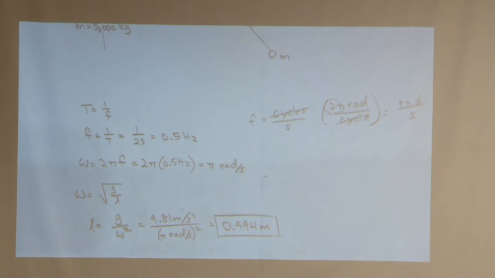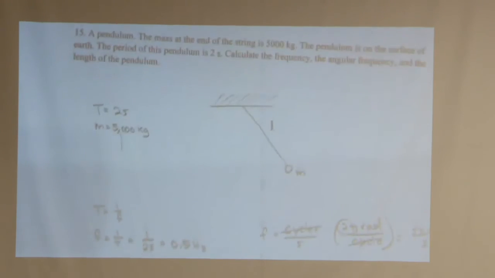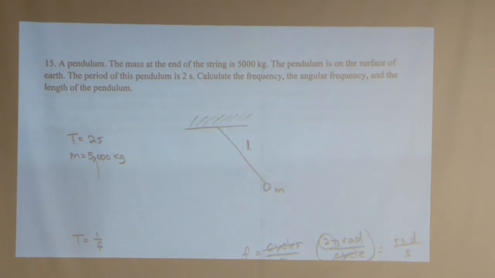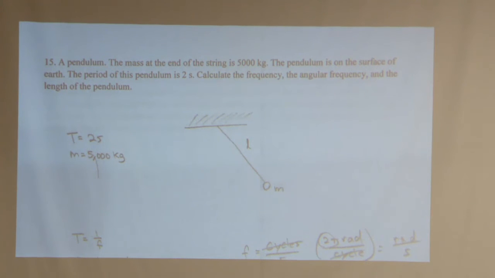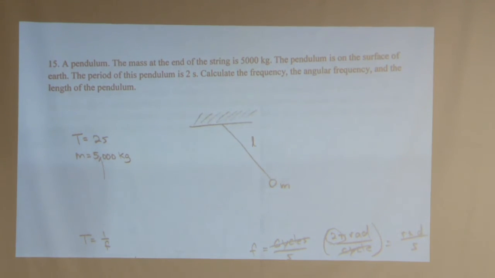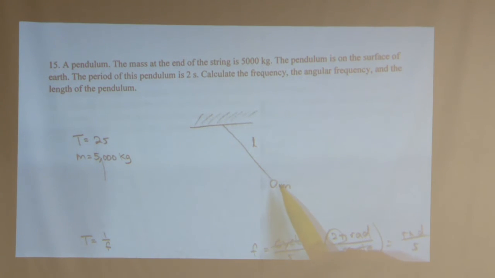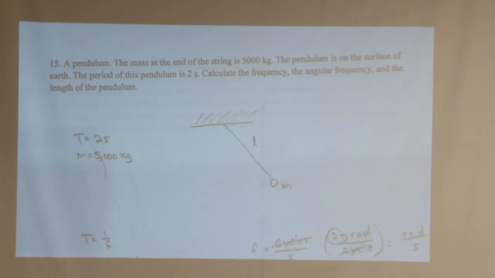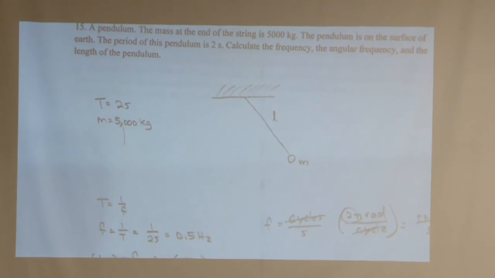All right. What do you guys notice about what was not used in this problem? Right. So the mass wasn't used at all in this problem. And that is because the mass at the end of the pendulum doesn't affect at all its oscillating properties. So whether you have a feather down here or a cannonball, you're going to have the same frequency, the same period. All of that will be the same. All right.